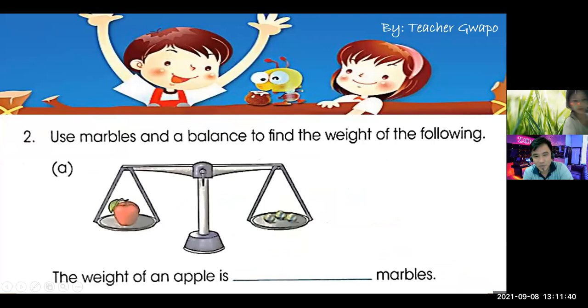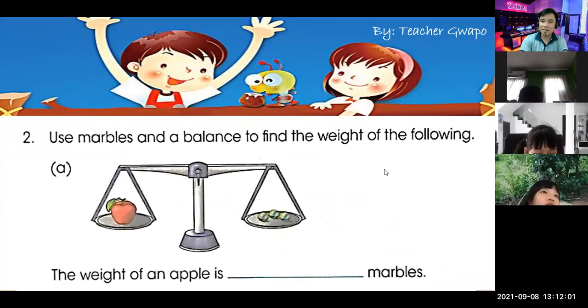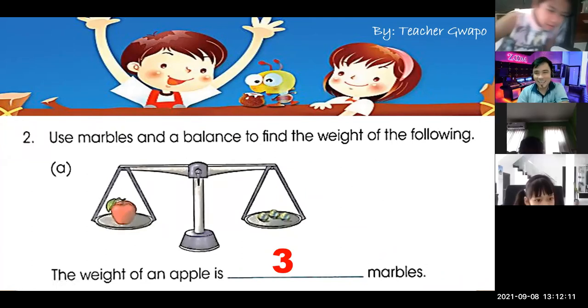In number 2, we will use marbles and a balance to find the weight of the apple. So this is called a balance scale. The weight of an apple is equal to how many marbles? One apple is equivalent to how many marbles? 3 marbles. So we write just 3. This one is not in your book. Don't worry, it's only a review.